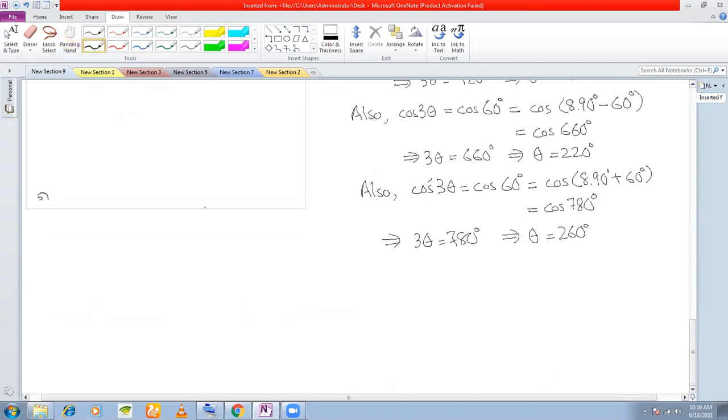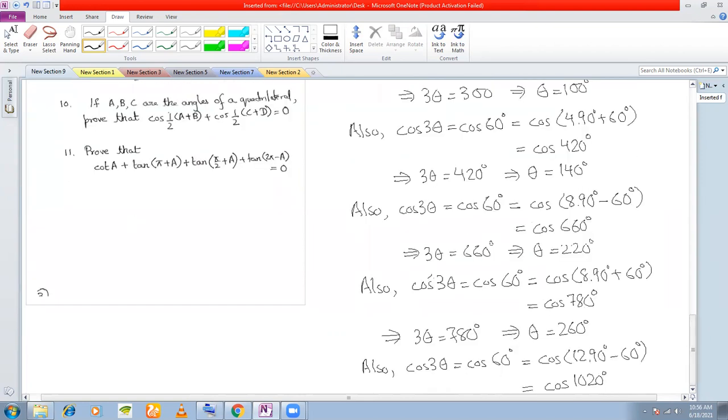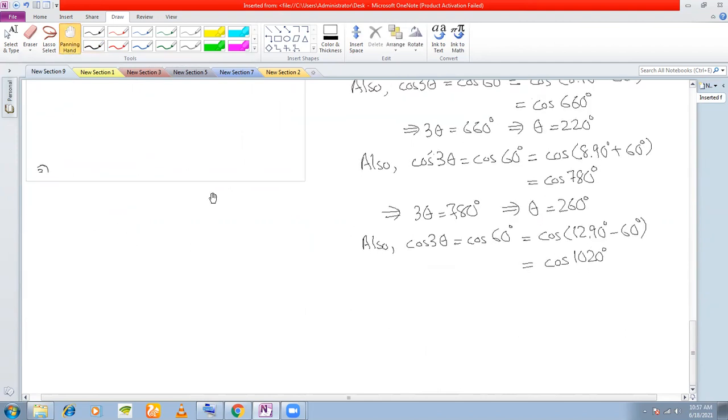And finally, you will get the third rotation, fourth quadrant. Third rotation, fourth quadrant means 12 into 90, right? Minus 60. So how much will we get? 12 into 90 minus 60? 1020. Cos 1020. 1020 is how much? 360 into 3. 12 into 90 is 1080. Yes, 1020.